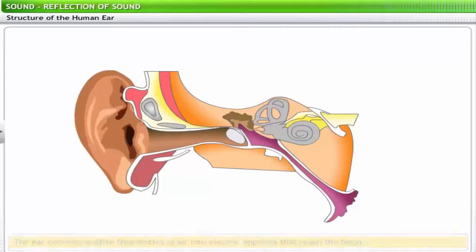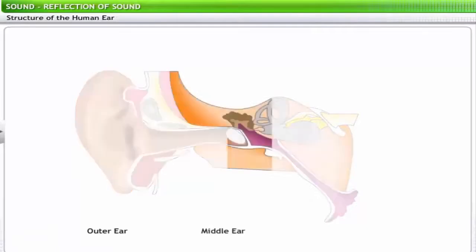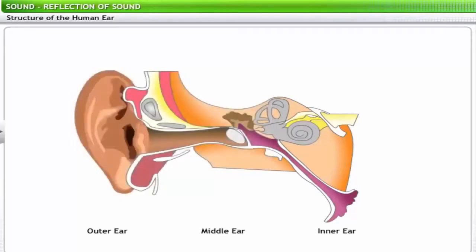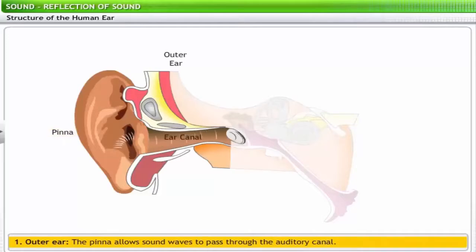The human ear is categorized into three main parts: the outer ear, middle ear, and the inner ear. Let's see how these parts work together to produce the sensation of hearing. The outer ear, called the pinna, allows sound waves to pass into the ear through the auditory canal. At the end of this canal is the eardrum or the tympanic membrane.